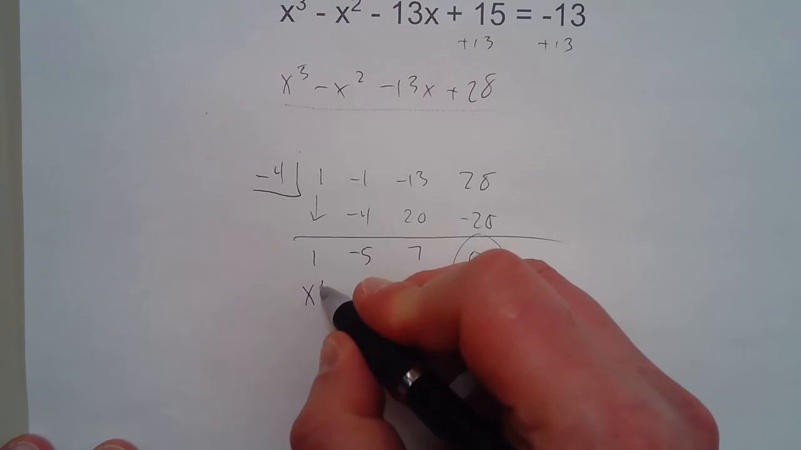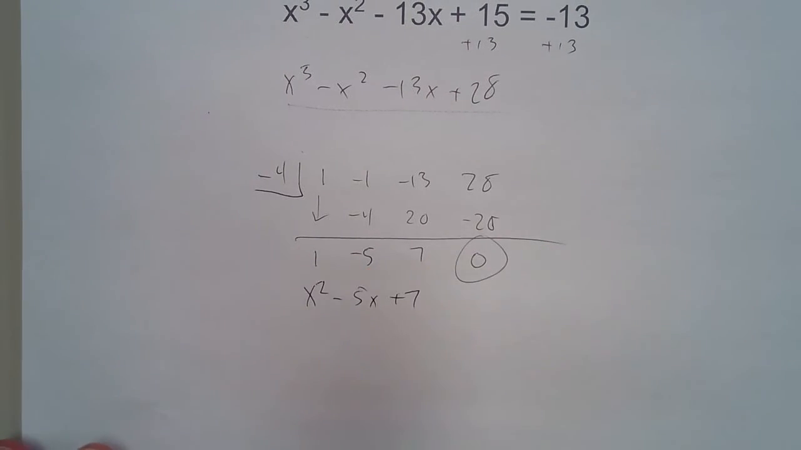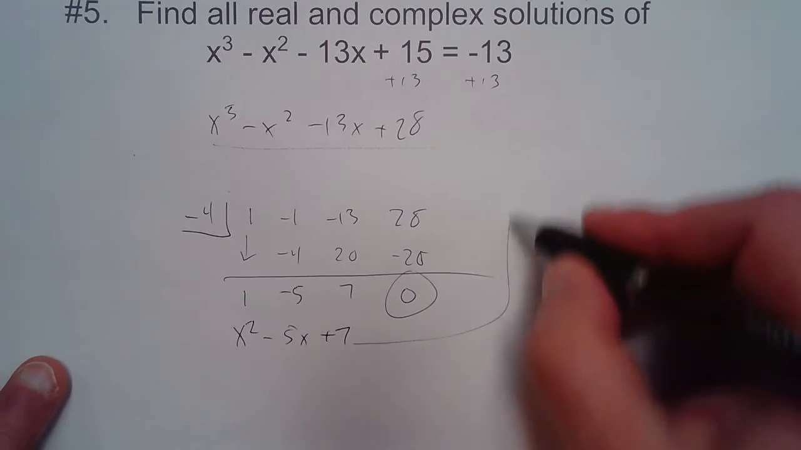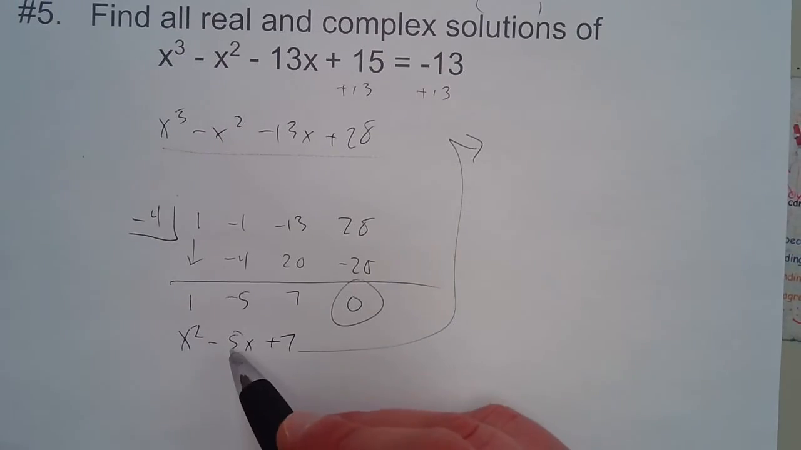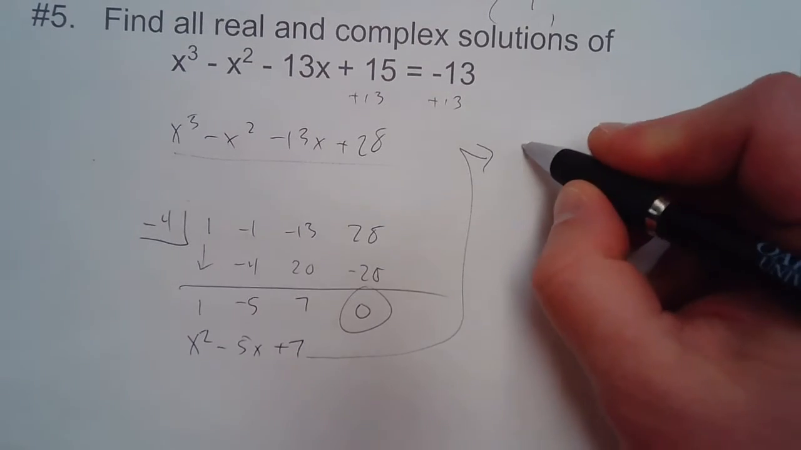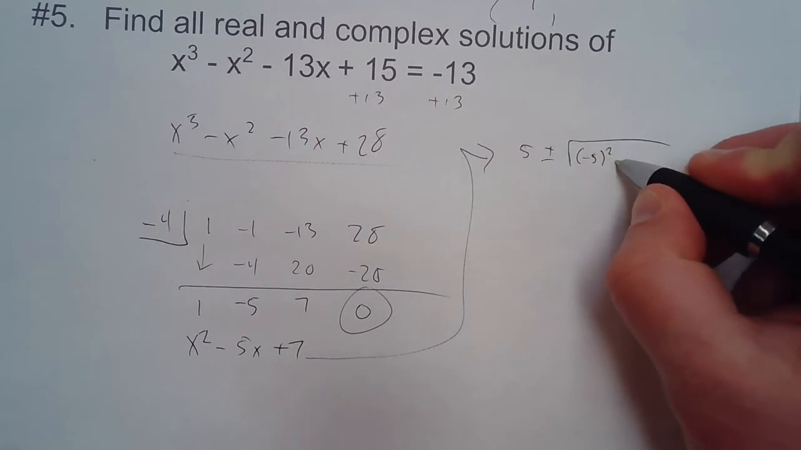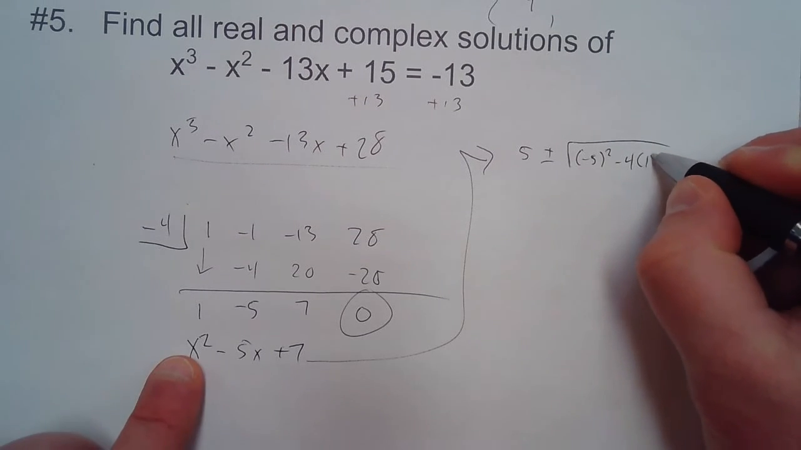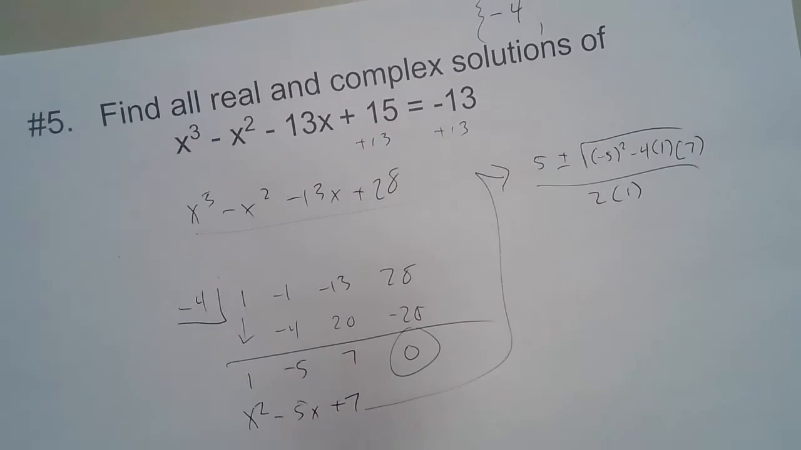And now this is the quadratic of x squared minus 5x plus 7. If you notice, that's not going to factor. There are no factors of 7 that will ever add to negative 5. So that tells us we have to go to the good old quadratic formula. So I'm going to do it over here. Okay, quadratic formula. Opposite of b, plus or minus the square root of b squared minus 4ac, all over 2a.